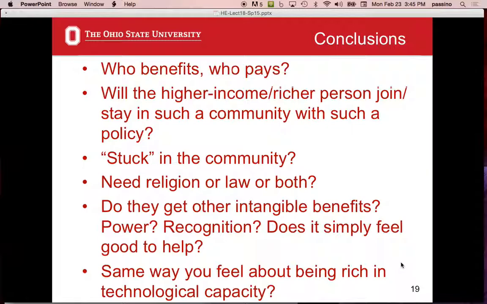These people that might stay in the community, they get intangible benefits like power they might want, or recognition, or does it just feel good to help? This is also relevant to how you might feel about being rich in technological capacity. Isn't it cool to know the tech and to be the go-to person amongst your friends? They'd say, hey, you've got to talk to Tim. He knows all about the iPhone or the Android. Engineers typically like to be that go-to person. You know who I'm talking about. There are people like this, and it can be fun. Okay, questions.